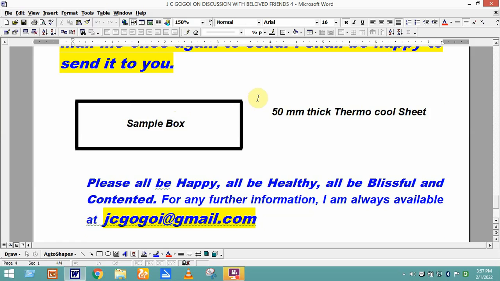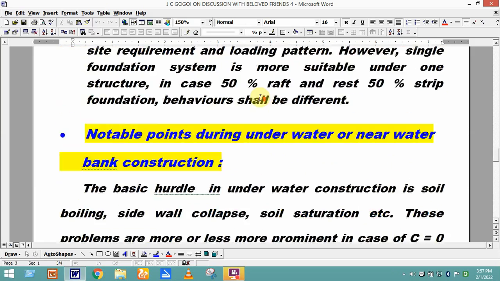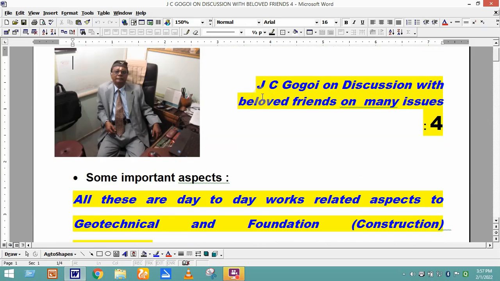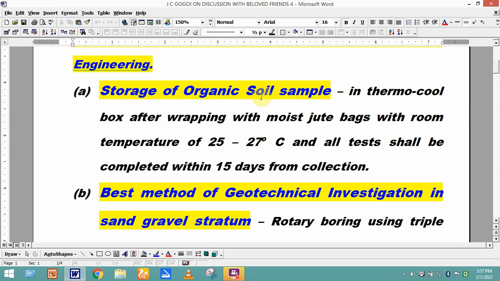But under any circumstances, after taking out the sample from a depth from the borehole, once it is taken out from the in situ condition, it is already disturbed. There is very little chance of returning to the original state. At least 5% disturbance is there. For a sandy soil, disturbance shall be more, but for clay soil sample disturbance is expected to be around 5%. So 95% accuracy is there.